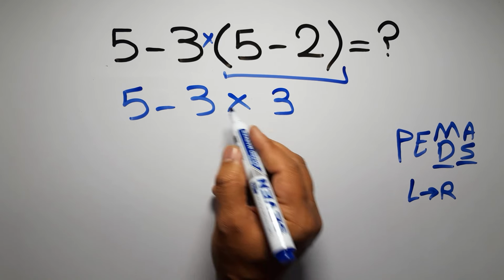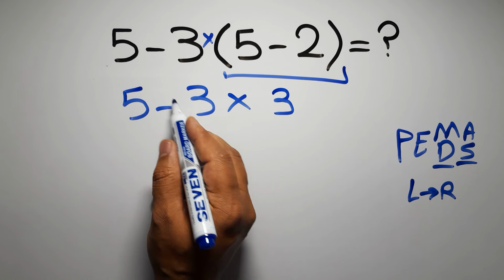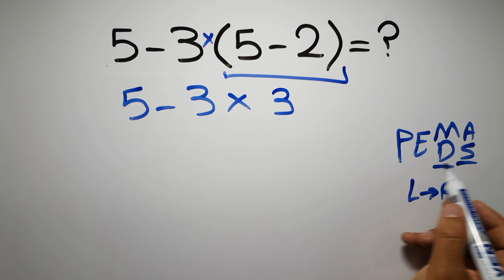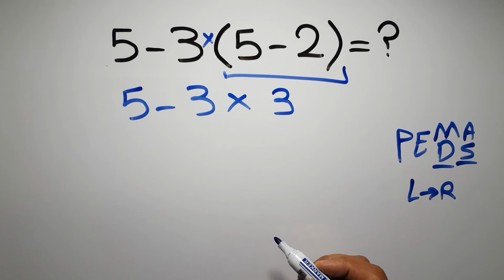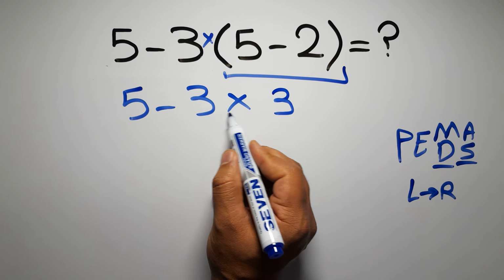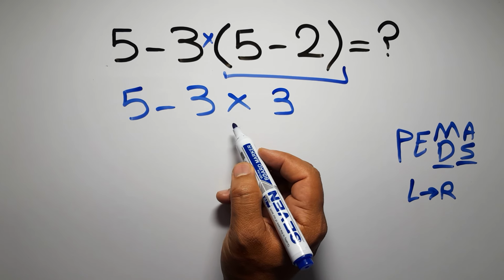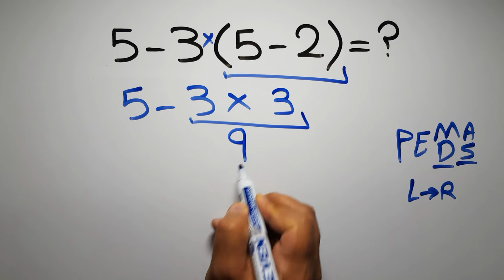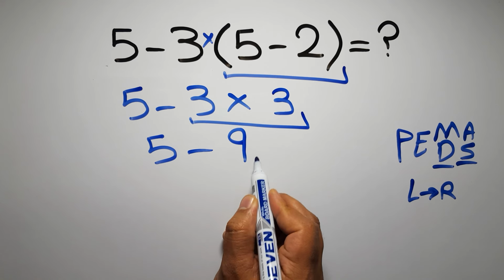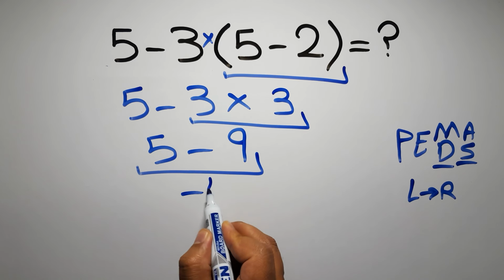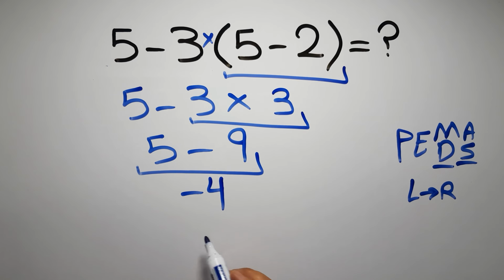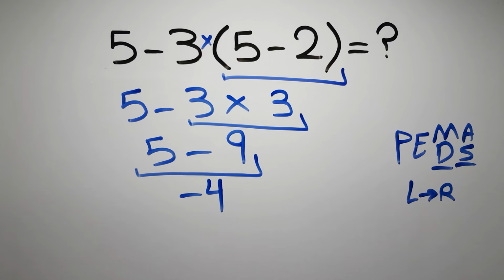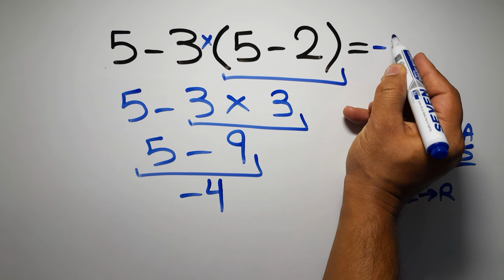According to the PEMDAS, multiplication has higher priority than subtraction because multiplication comes before subtraction. So here, first we have to do this multiplication. 3 times 3 is just 9, and the 5 minus 9 gives us negative 4. And this is our final answer to this problem. The correct answer is negative 4.